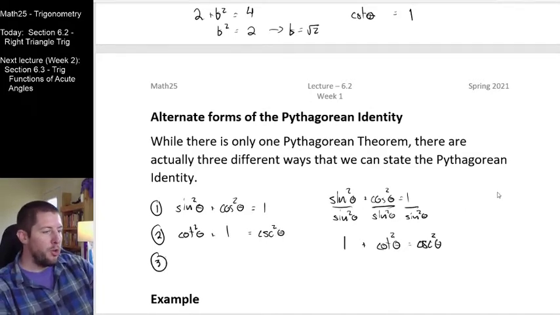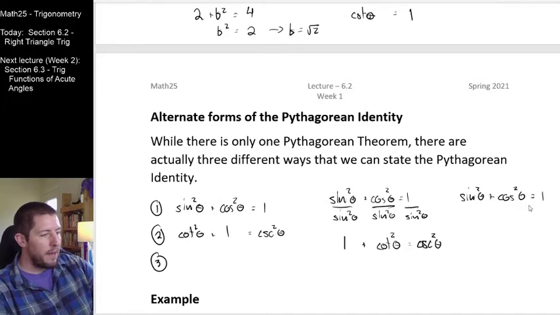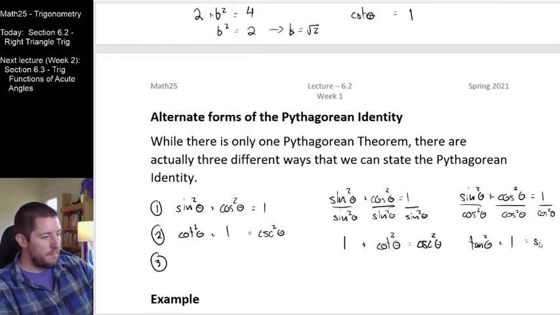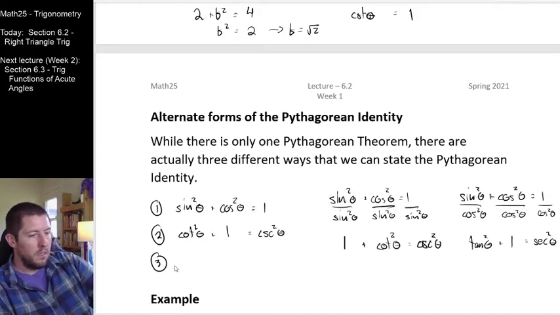And our third one, we're going to do almost the exact same thing right here. I'm again going to start with our original Pythagorean identity. And this time I'll divide everything by cosine squared. In this case, sine over cosine is tangent, and it's squared. Cosine squared over cosine squared is 1. The reciprocal of cosine is what we've called secant, and it's squared. So there we go.